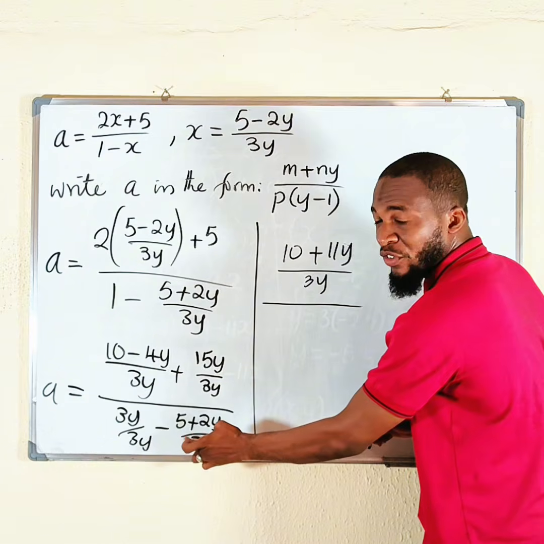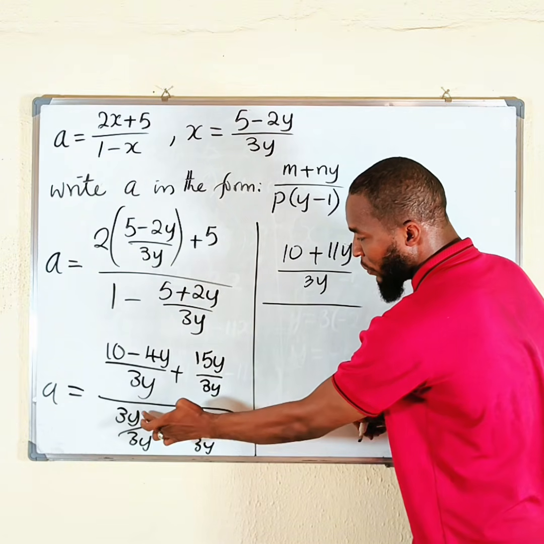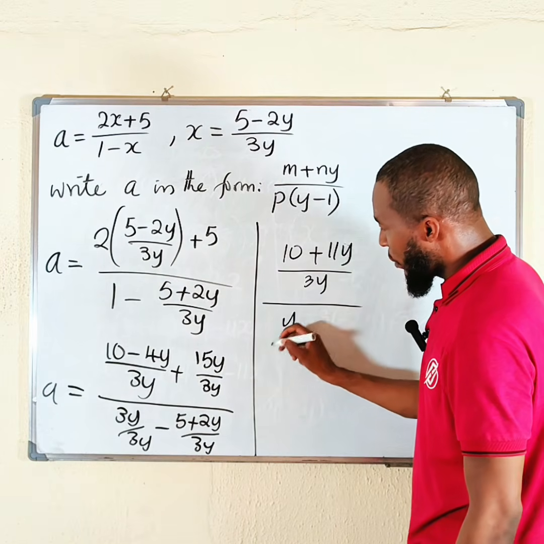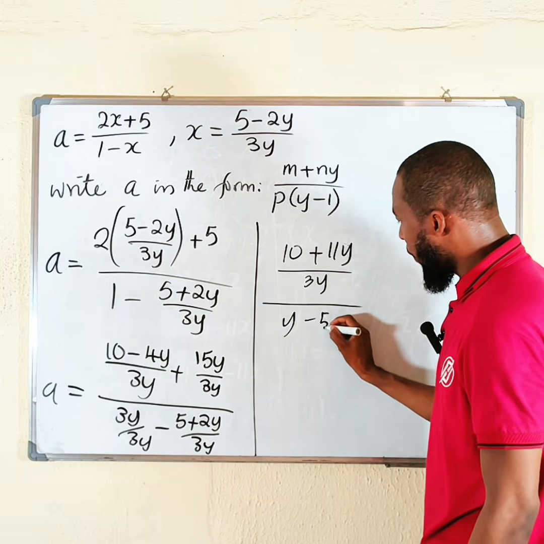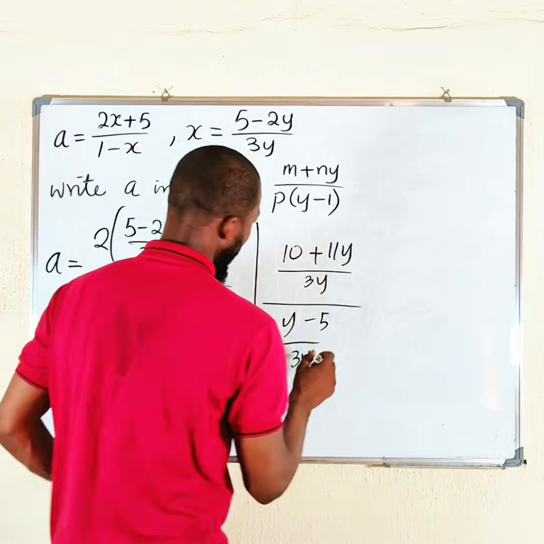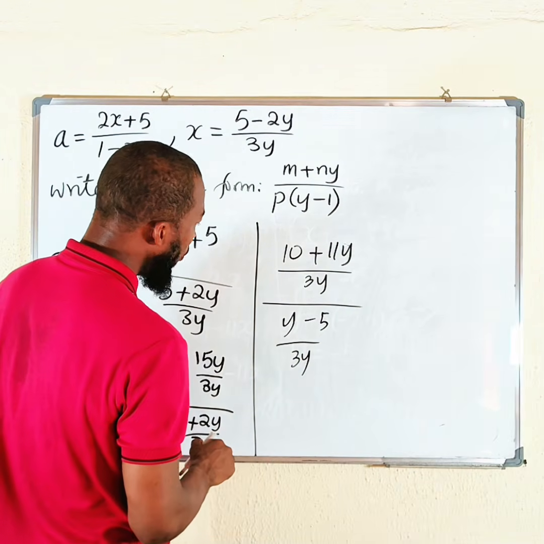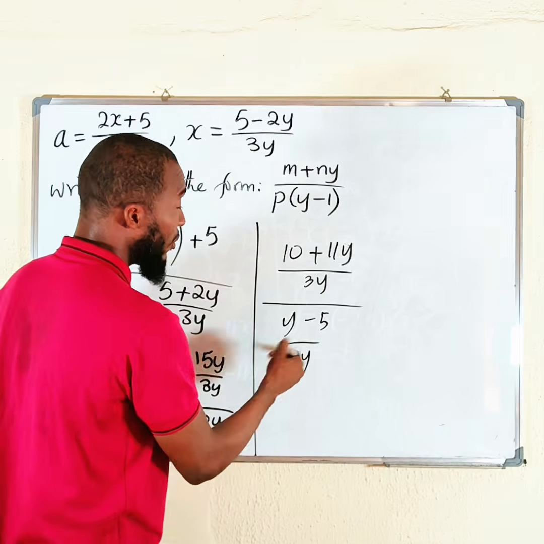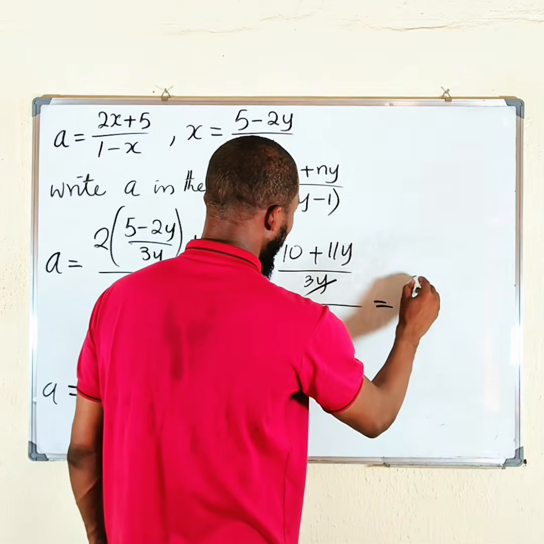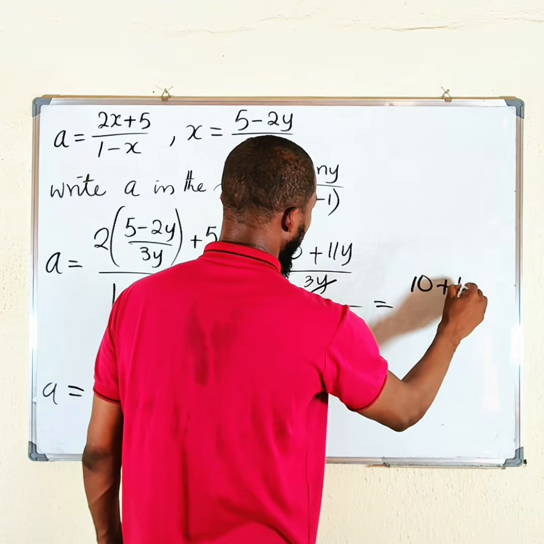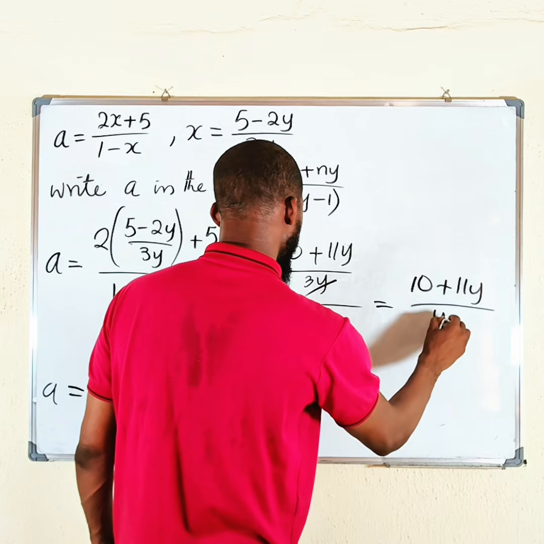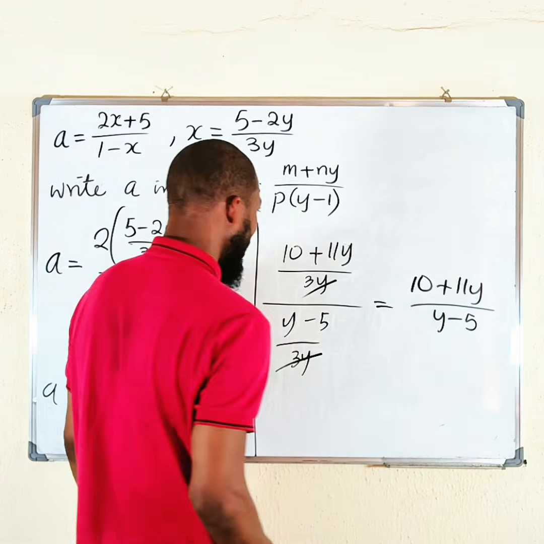The whole of this divided by, you know, minus will change everything here to minus. So 3y minus 2y is just y, and minus 5, because everything will become negative, divided by 3y. So you can see we have a common factor. We have something to divide this and this. So this becomes 10 plus 11y divided by y minus 5, something like this.